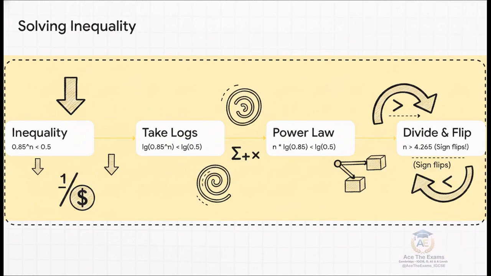Now, red alert, I want you to find the flaw that ruins so many exam papers right here in step 4. We need to divide both sides by the log of 0.85 to isolate n. But because 0.85 is a fraction less than 1, its logarithm is actually a negative number. The golden absolute rule of inequalities is that when you divide by a negative, you must flip the inequality sign. If you miss this, the examiner crosses your answer out in red ink. So, n becomes strictly greater than the log of 0.5 divided by the log of 0.85, which calculates to n is greater than 4.265.